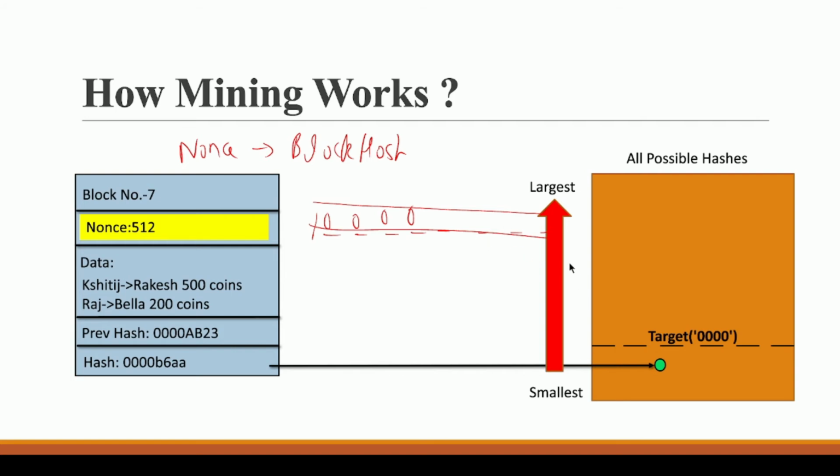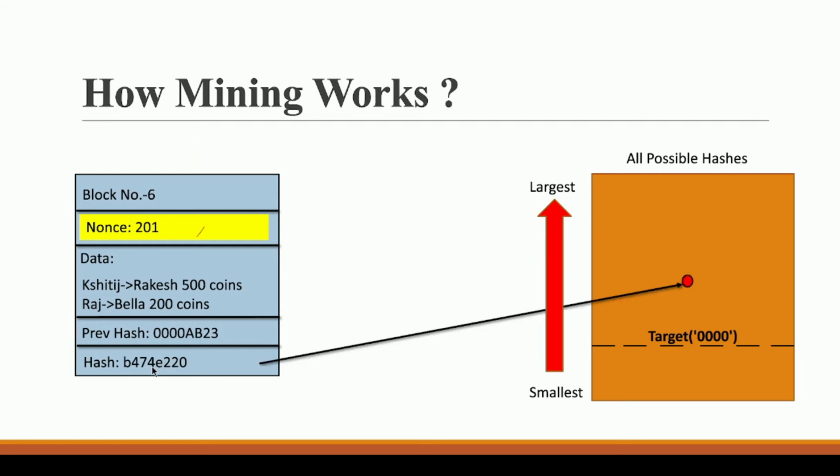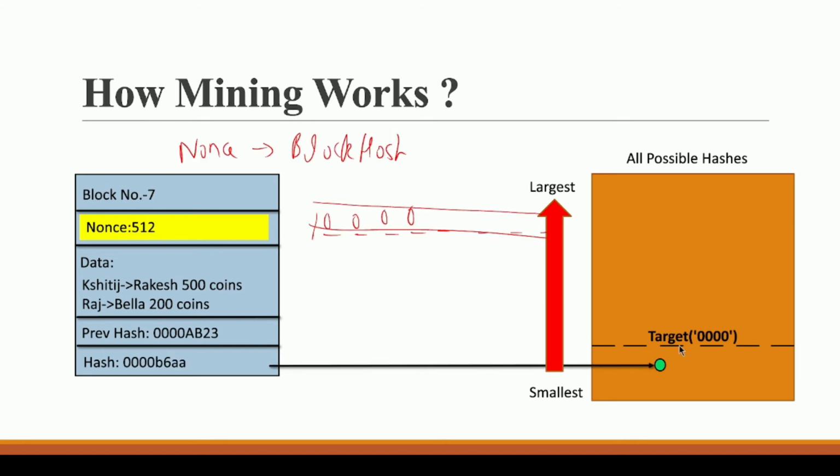Otherwise, this number, B474, can never be below this target, because at the start it has B474E. We have taken only 8 characters here for demo purposes. You can clearly see that all 8 characters have these numbers, and none of them are 0. So the hash can never be below this target, and that's why this hash is the desired one.